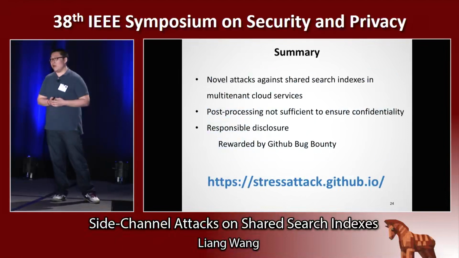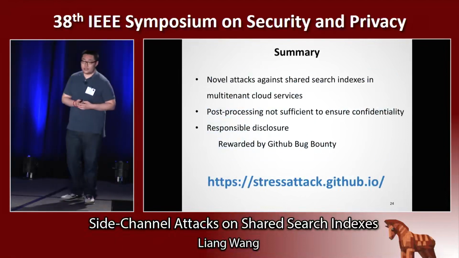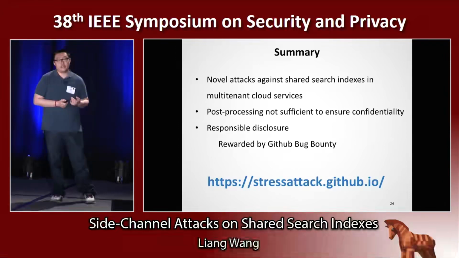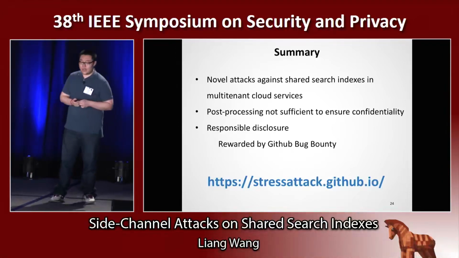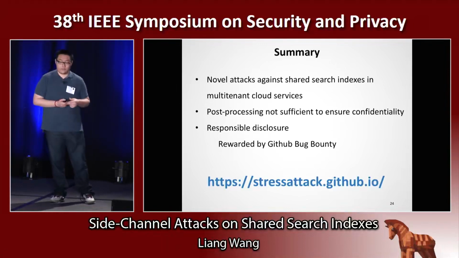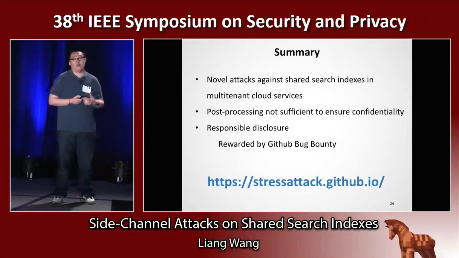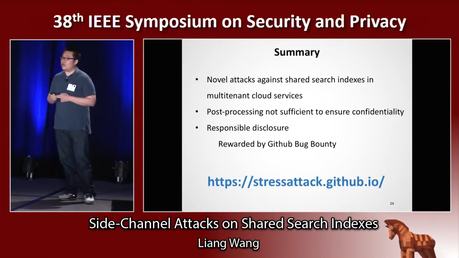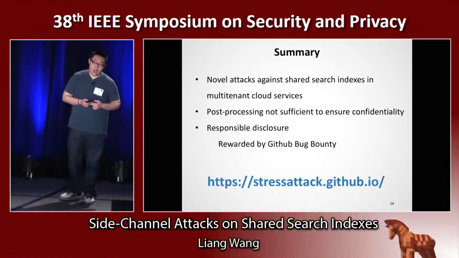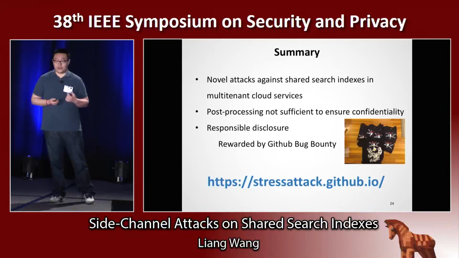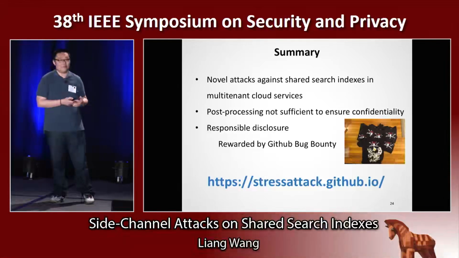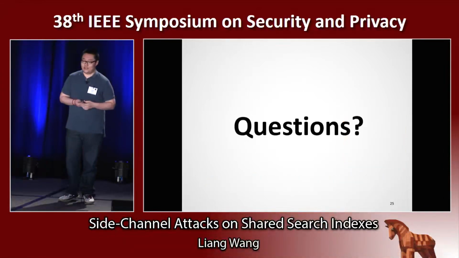So in summary, we developed novel attacks against the shared search indexes in modern multi-tenant cloud services. Our results suggest that post-processing is not sufficient to ensure data confidentiality. We disclosed our results to the affected services and got their positive feedback. For example, one service immediately removed the relevance score from search results. And we got some fancy t-shirts from GitHub as a reward. Please visit our website for more interesting results. Thank you.